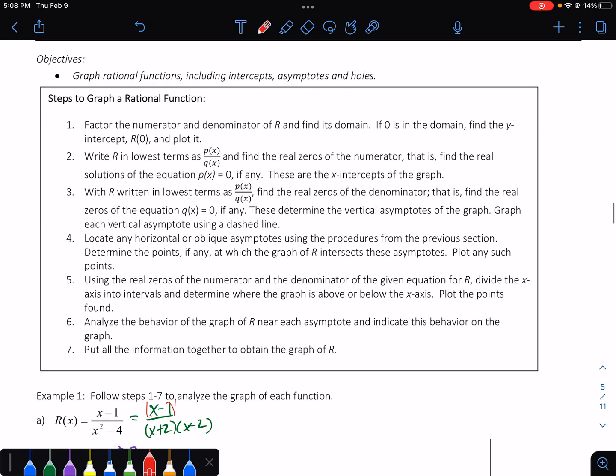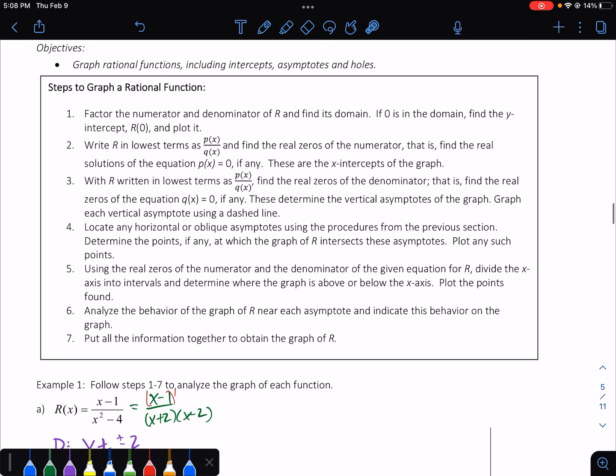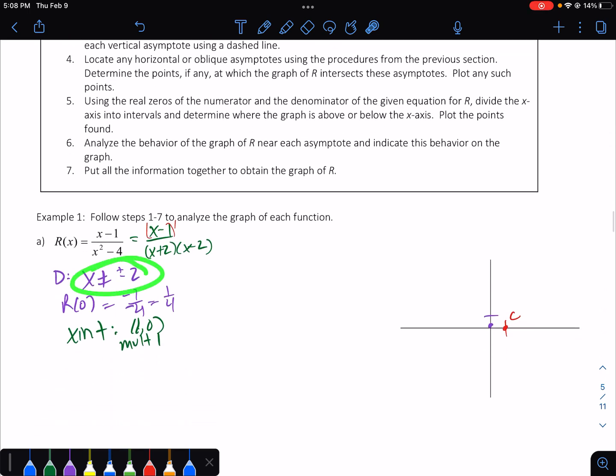Okay. So step 3, with r written in lowest terms, find the real zeros of the denominator, which means that when we find those, they are going to be our vertical asymptotes. Because we can't have those two values at -2 and +2, those turn into vertical asymptotes. The exception would be if we have a hole, where one of those cancels out and is not a vertical asymptote anymore. But in this case, there was nothing that canceled out. So both of those are vertical asymptotes. So our vertical asymptotes are x equals plus or minus 2. They both came from a first power, so they're both odd.